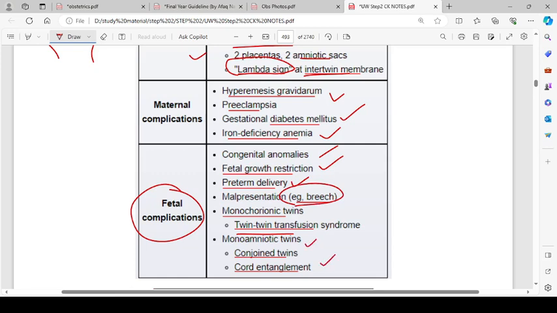If there is one placenta that is shared by two fetuses, there is a chance of twin-to-twin transfusion syndrome because of some arteriovenous connections which can form in the placenta. And in case of monoamniotic twins, where both the twins are sharing an amniotic sac, there is a chance of development of conjoined twins or maybe cord entanglement.